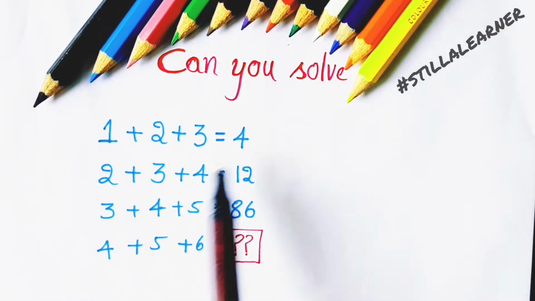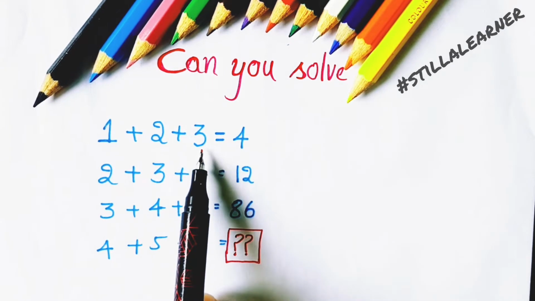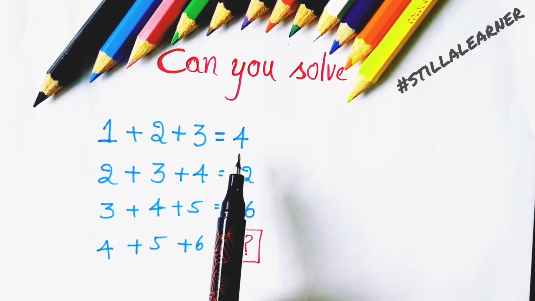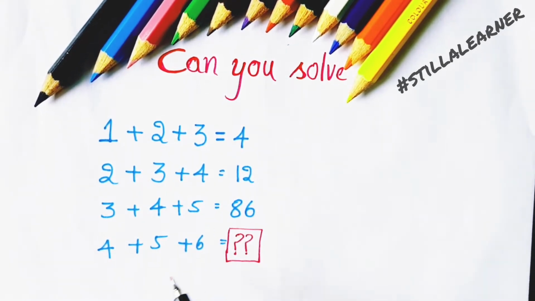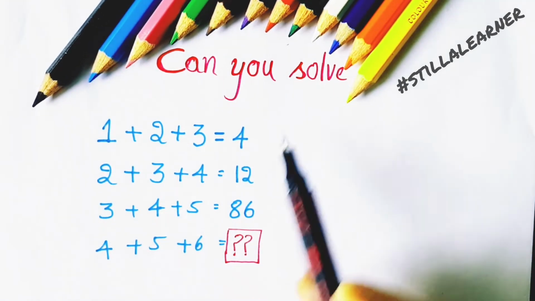Can you solve this puzzle? Here is a puzzle for you. So let's start. 1 plus 2 plus 3 equal to 4. How do we get 4? 1 plus 2 plus 3 is 6. No? If we minus the middle number, 6 minus 2, we'll get 4.